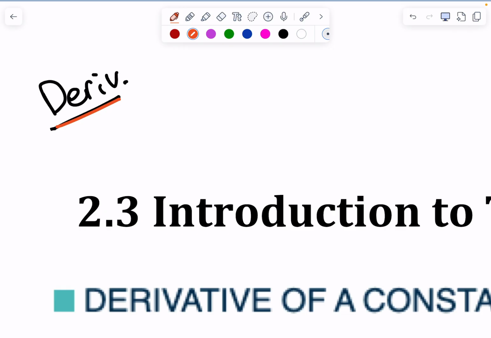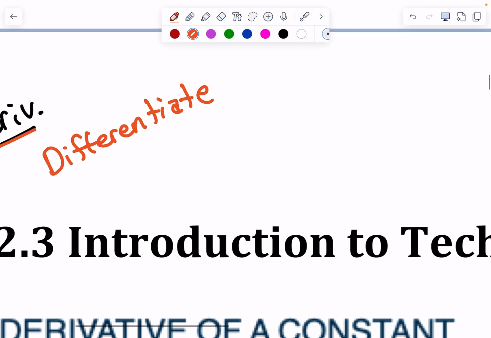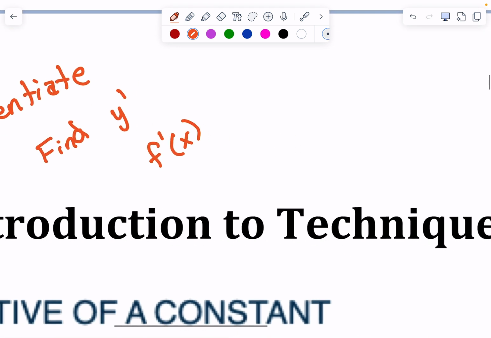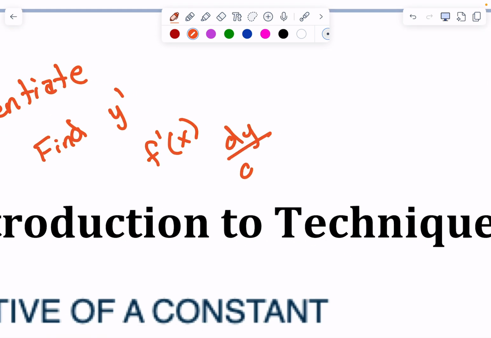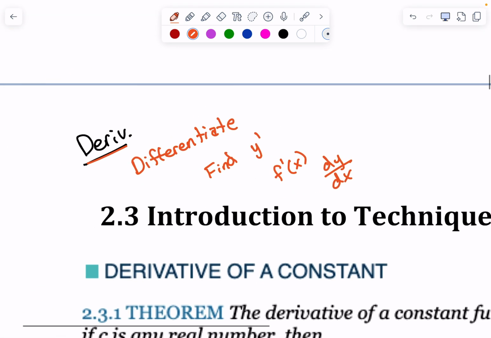They'll say, find the derivative, or they might say this word, differentiate. That means find the derivative. They might say find y prime. They might say find f prime of x. They might say find dy dx. All of those mean the same thing. That's just different verbiage that they will use to find the derivative. Got it? Okay? And these are all shortcuts to finding those things.